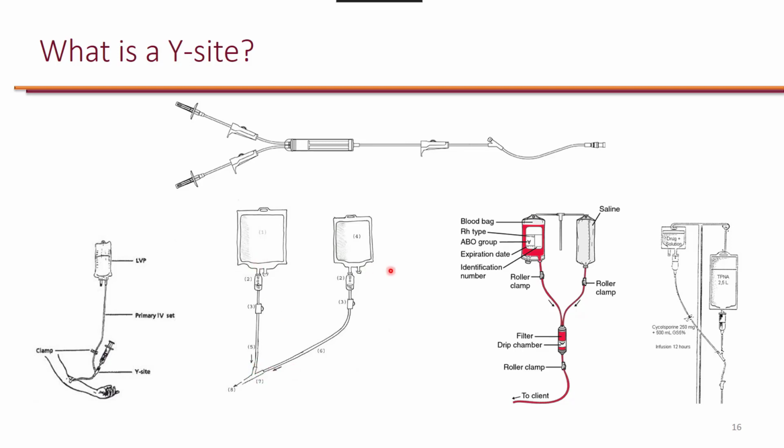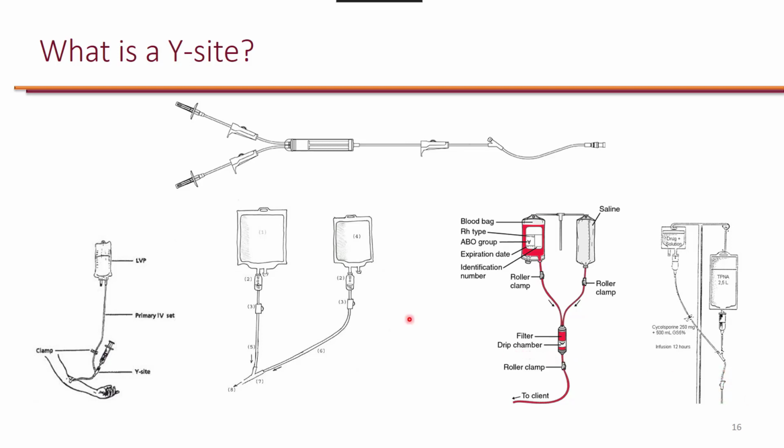Not just drugs, but if there's blood being administered to the patient, a Y site will be used, and also if the patient is on TPN. The reason you need these Y sites is that, for example, TPN would be administered over several hours. So if it's time for a drug to be administered, then you need to set up a Y site, assuming that the patient only has one line.